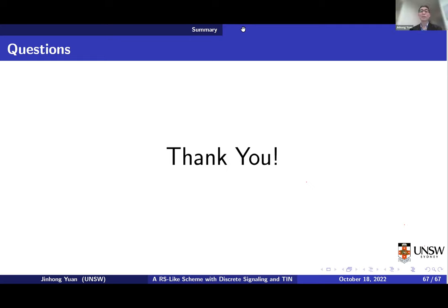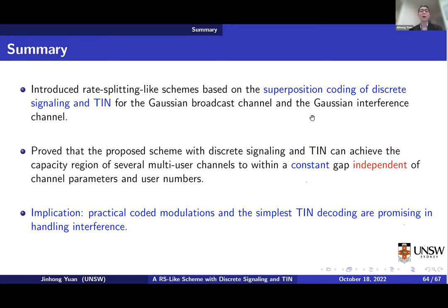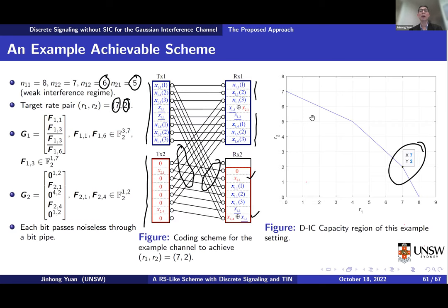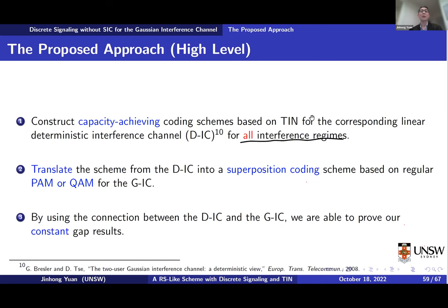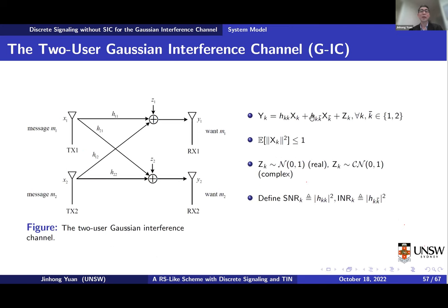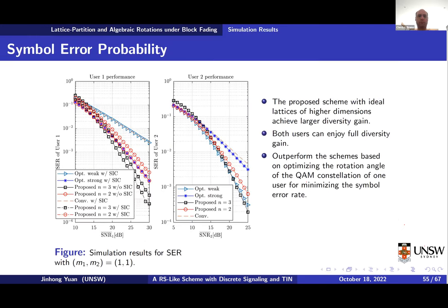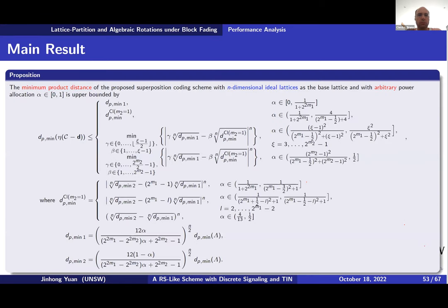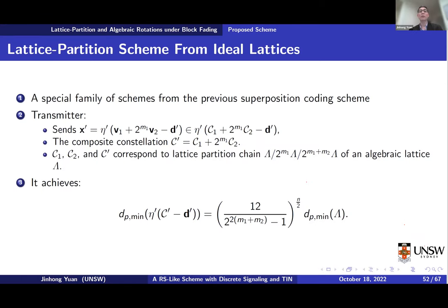Excellent question, Sibo. Thank you for your question. Basically you are right. In practice, we have two dimensions, a complex signal. Like I mentioned, we have D4 and E8, which are four dimensional or eight dimensional. For four dimensions, your transmitter designs the signal in four dimensions, which means you use this four dimensional lattice. But after that, you map your signal into two time slots. That's exactly what you are saying.